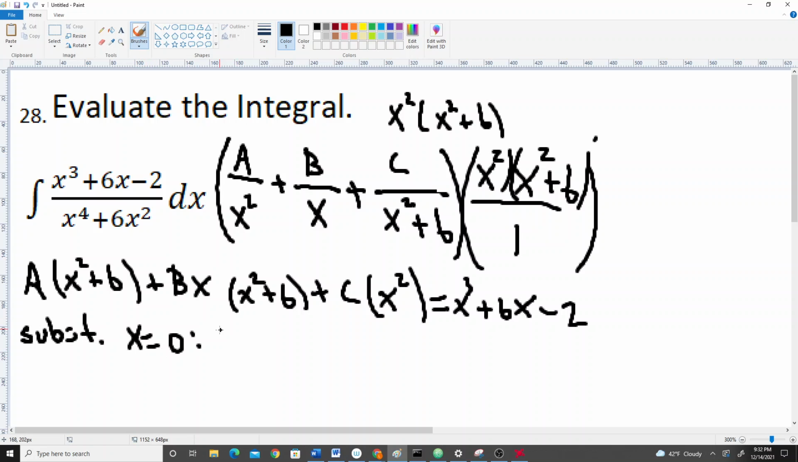So when I do x equals 0, this b will go to 0. This c times 0 squared, I'll just put a 0. But right here, where I have the 6, 0 squared plus 6 would be 6a. And then equal to, I put in x equals 0, so it'll just be negative 2. So that tells me a is equal to negative 1/3.